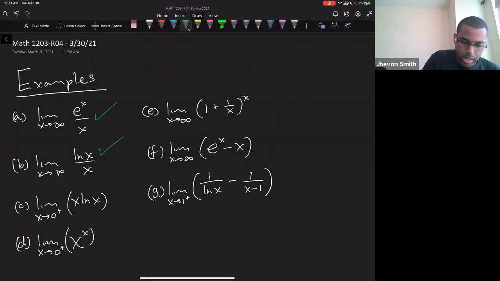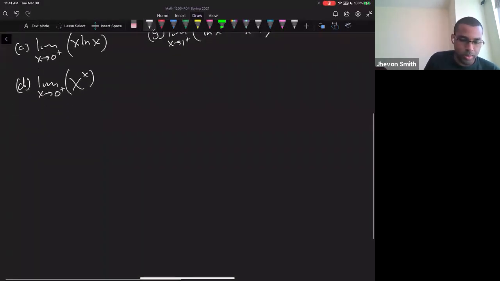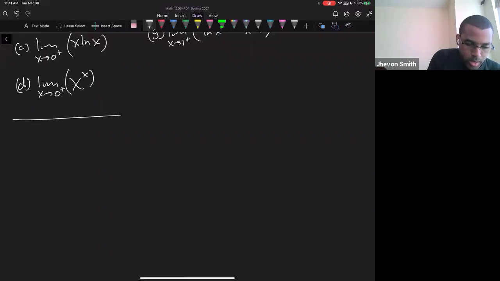We already did this and this. So let's do the others. So C, the limit as x approaches 0 of x ln x.